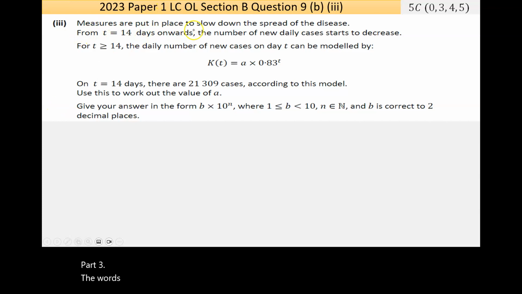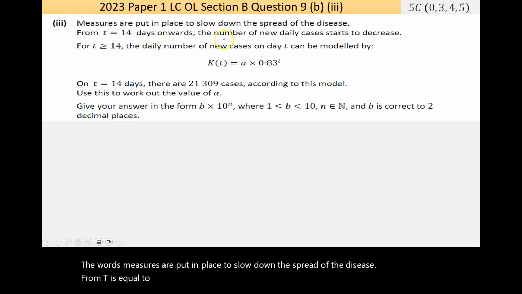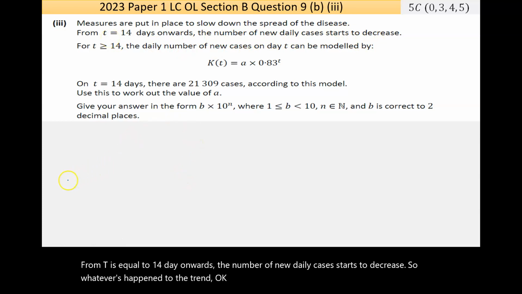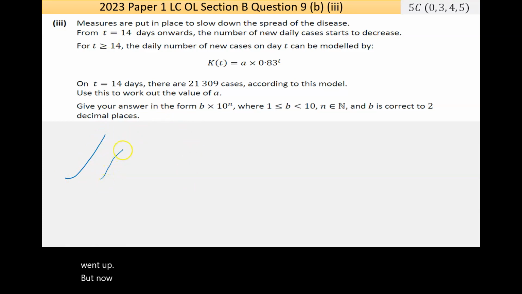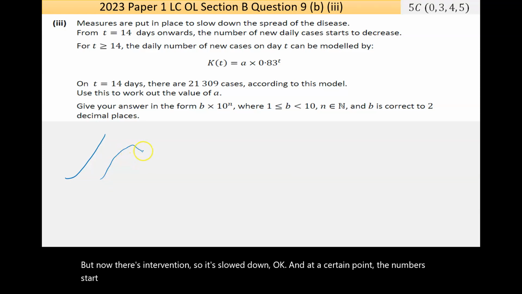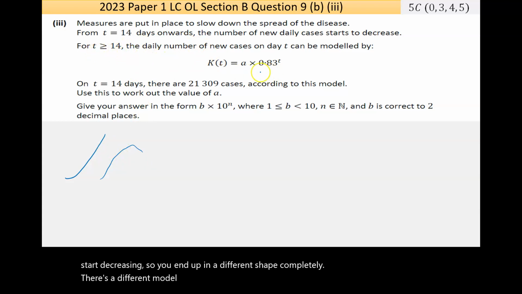Measures are put in place to slow down the spread of the disease. From t equals 14 day onwards, the number of new daily cases starts to decrease. So whatever's happened to the trend, okay, it was going up. If it was no intervention, it would have gone up, but now there's intervention, so it's slowed down, okay, and at a certain point, the numbers start decreasing. So you end up with a different shape completely. There's a different model describing after day 14, and that's this model here.